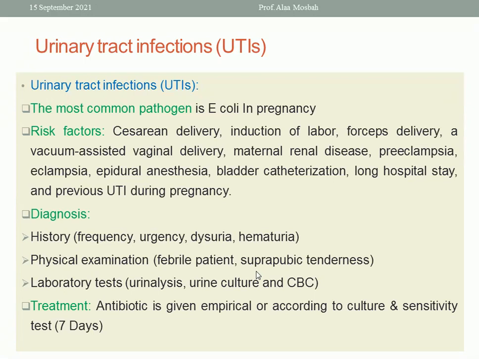The diagnosis from history by the symptoms of UTI like frequency, urgency, hematuria, dysuria. Physical examination, you will find fever, there is suprapubic tenderness due to bladder cystitis. Laboratory test, you will do urine analysis for the patient and culture and sensitivity test, and you should give antibiotic according to the culture and sensitivity test. Also do CBC.